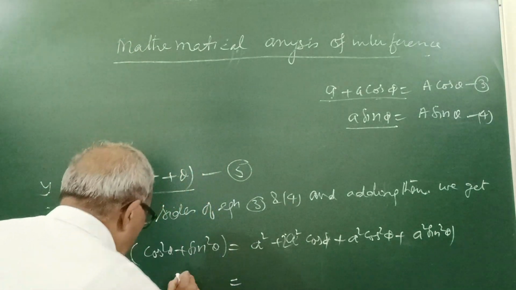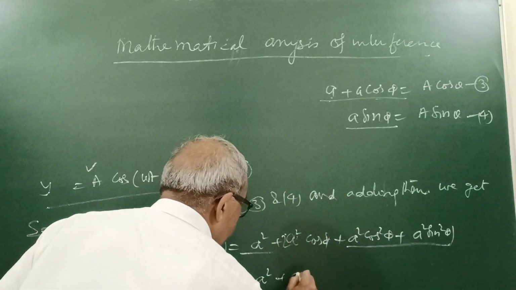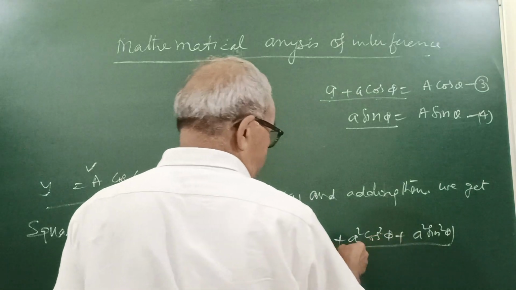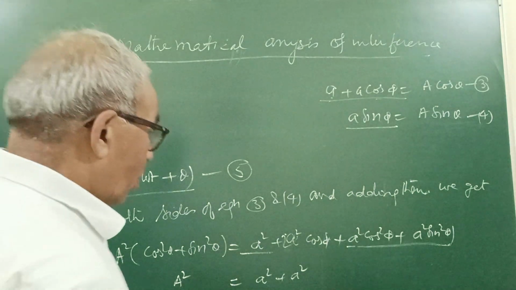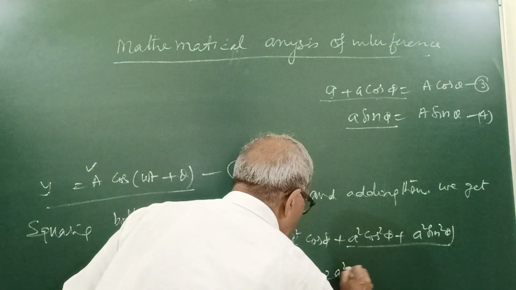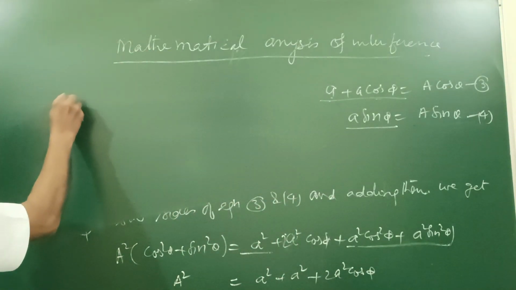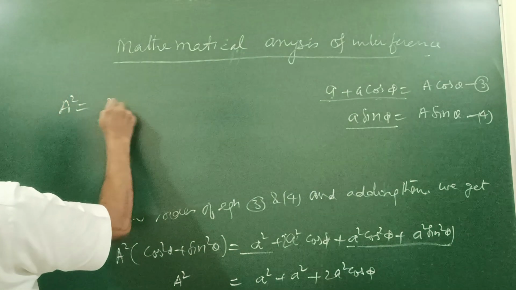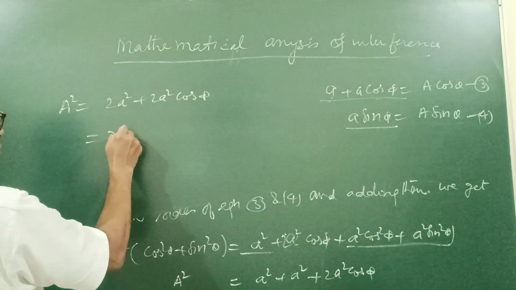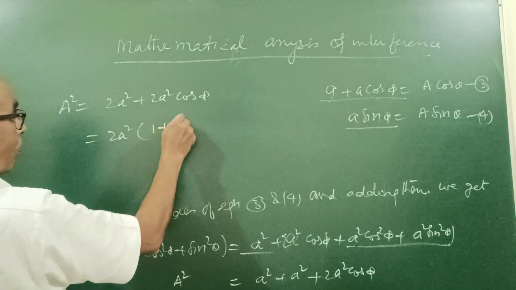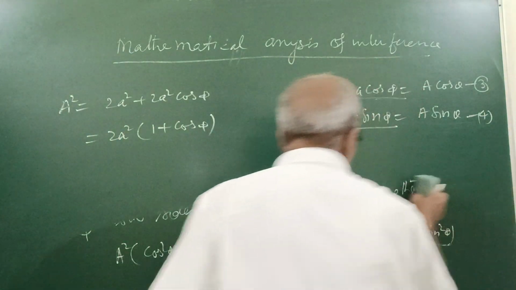It comes out to be a square plus a square, because I take a square common inside sin square phi plus cos square phi, which is 1, plus 2a square cos phi. Or we get here A square equal to 2a square plus 2a square cos phi. Take 2a square common: 1 plus cos phi.